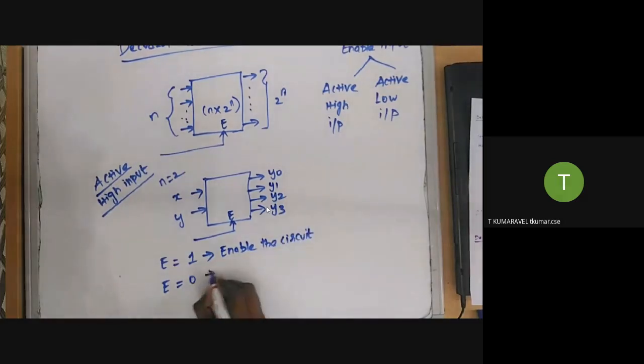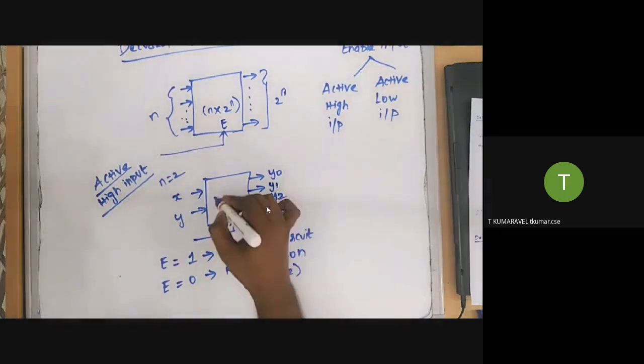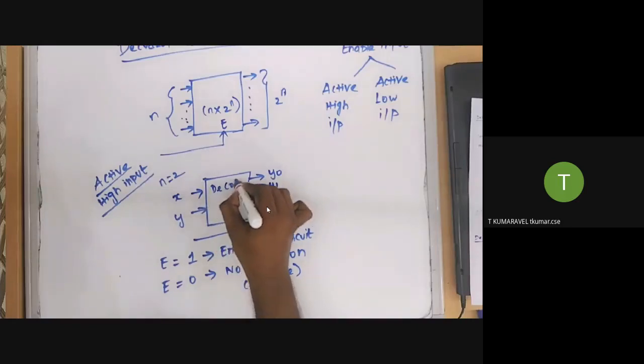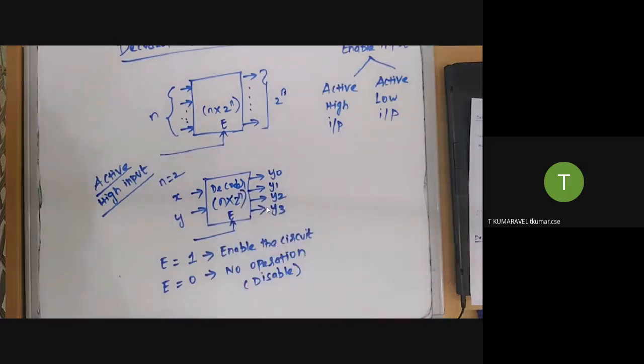Suppose you provide input as 0, what happens? No operation. It does not perform any operation. The meaning is that it disables that decoder. Suppose I provide input as 1, it's going to enable that circuit, it turns on your circuit. Suppose you provide input equal to 0, it turns off your circuit. So that is the functionality of active high input.